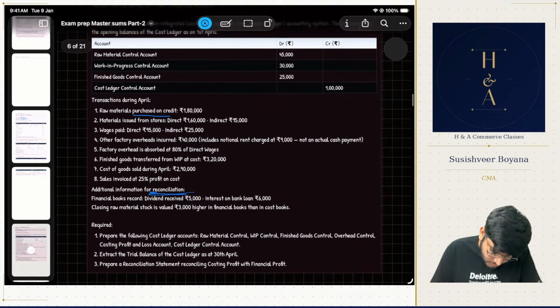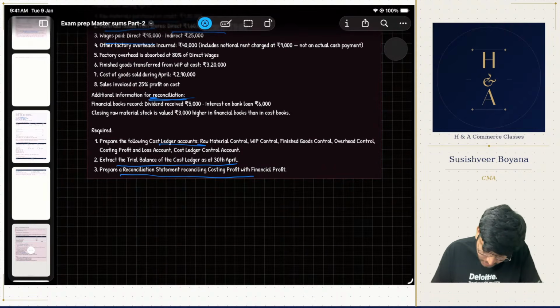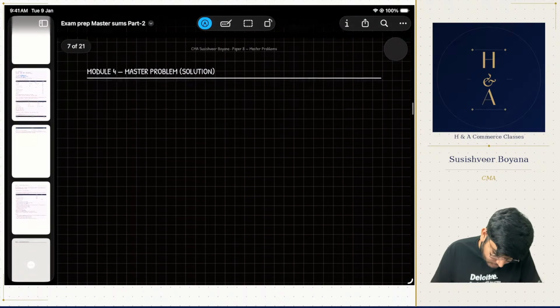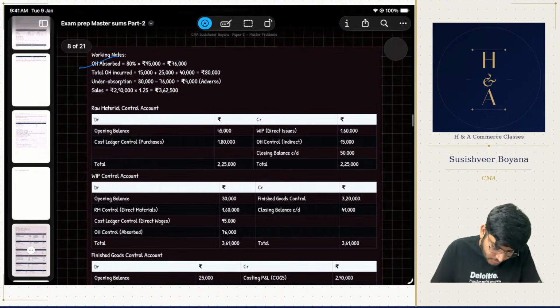Raw materials purchases on credit. Materials straight to stores, wages, and so on and so forth. Prepare a costing ledger. Extract trial balance. Prepare a reconciliation statement. If you go through it, working notes, overhead absorption rate, total overheads under absorbed, and total value of sales. We just calculate the basic requirements.